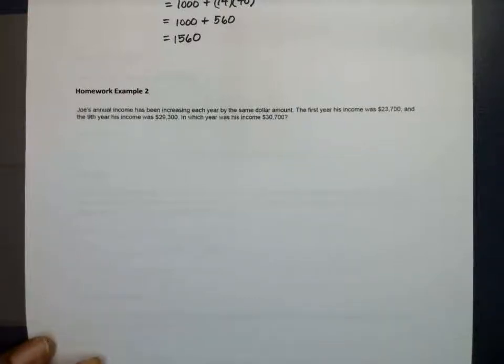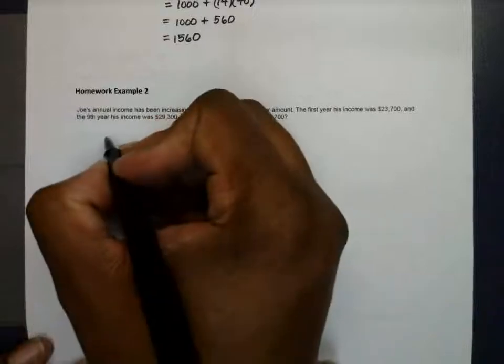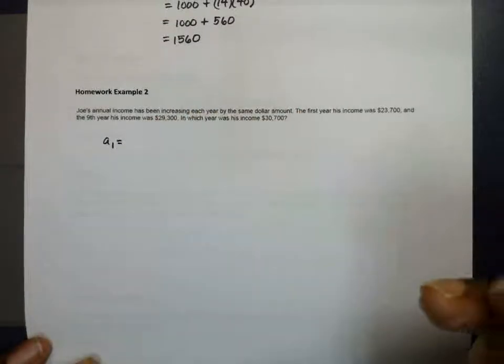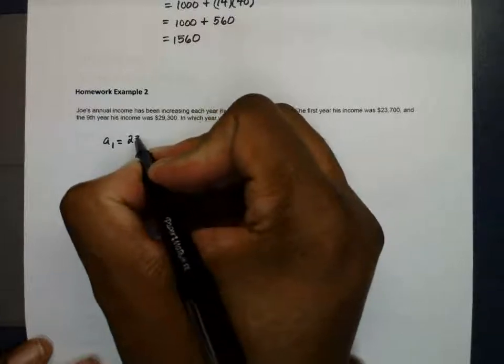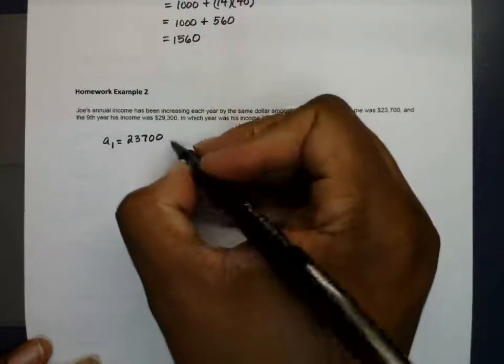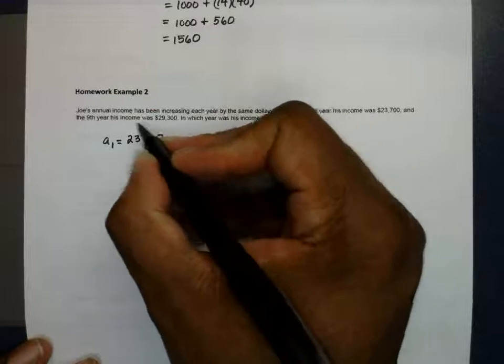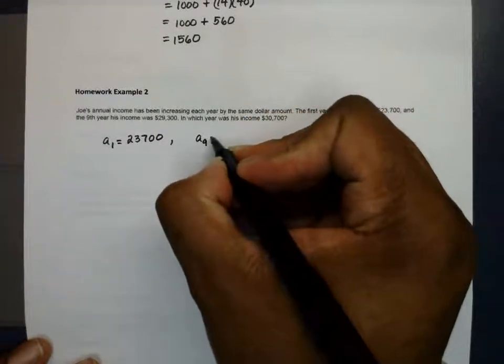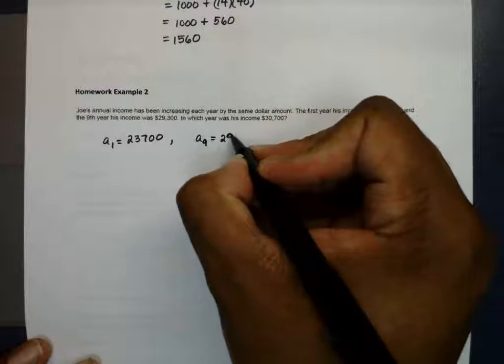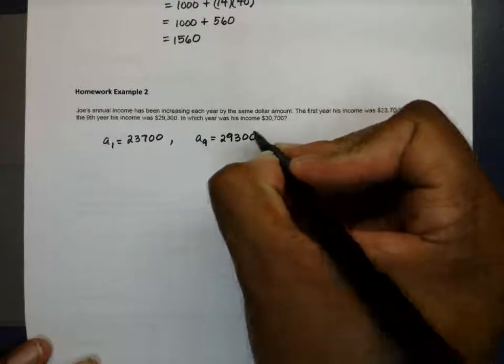Okay, so I know what a sub 1 is, $23,700. And I also know this, a sub 9, that's the ninth year, that was $29,300.